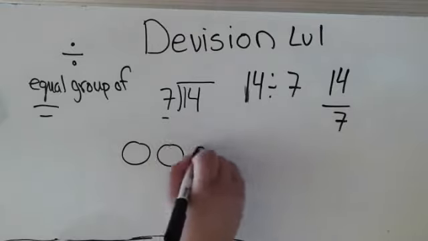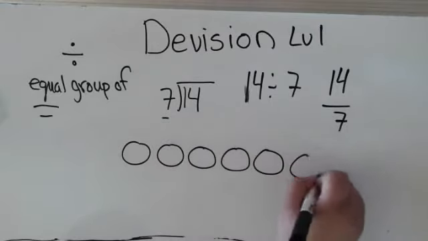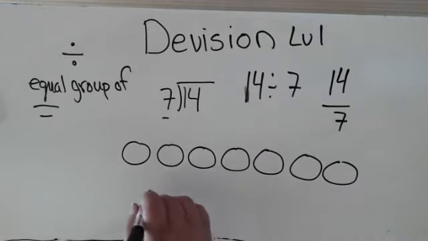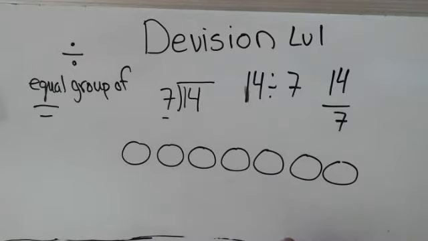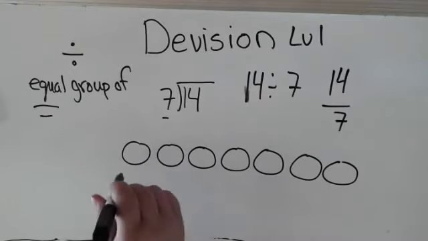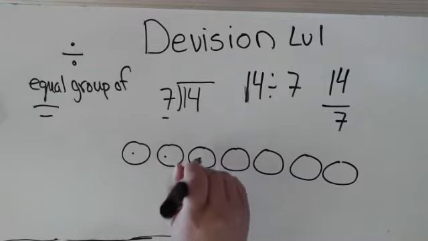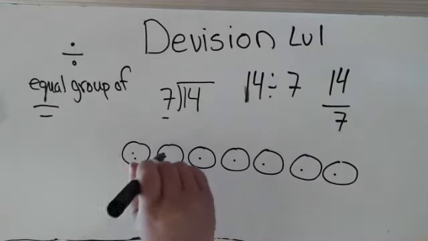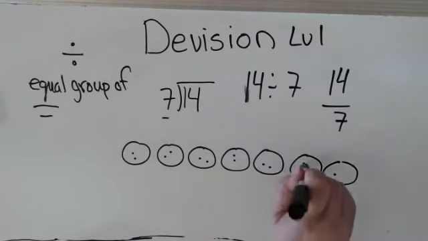1, 2, 3, 4, 5, 6, 7. And I would have 14 objects. Now, depending on your preference, you can just count up to 14, or you can have the objects down at the bottom that you cross out each time. I prefer just to count up, so I'm going to do that. 1, 2, 3, 4, 5, 6, 7. Back to the beginning. 8, 9, 10, 11, 12, 13, 14.